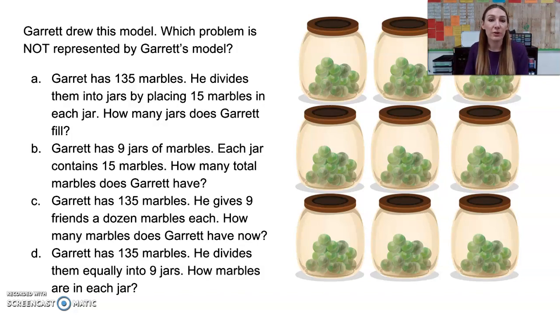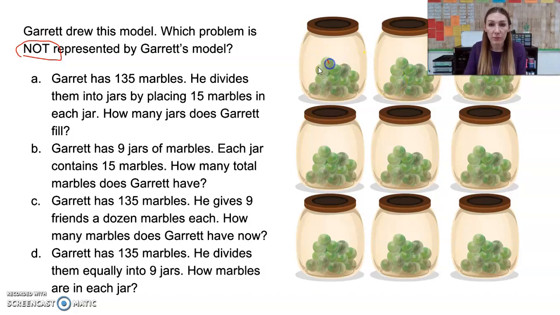Garrett drew this model. Which problem is not represented by Garrett's model? So we are looking for a problem that does not fit with the picture that's being presented. So Garrett has 135 marbles. He divides them into jars by placing 15 marbles in each jar. How many jars does Garrett fill?